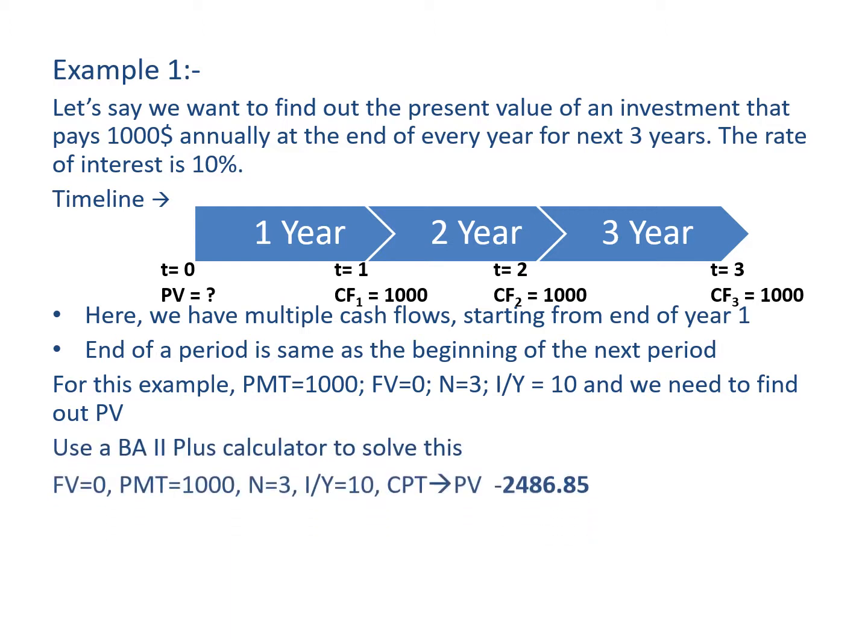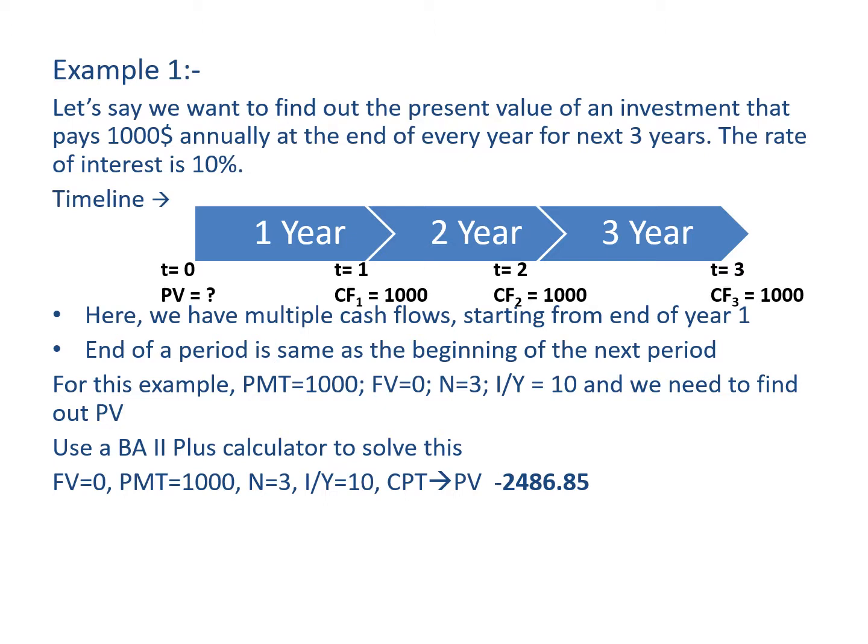So we will enter FV as 0, PMT as 1000, N as 3, and I/Y as 10. Then we will press compute PV to get the present value as $2,486.85. Remember, the positive or negative sign signifies if the cash flow is an inflow or an outflow.